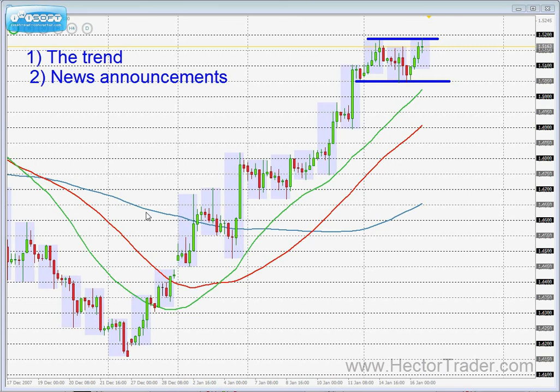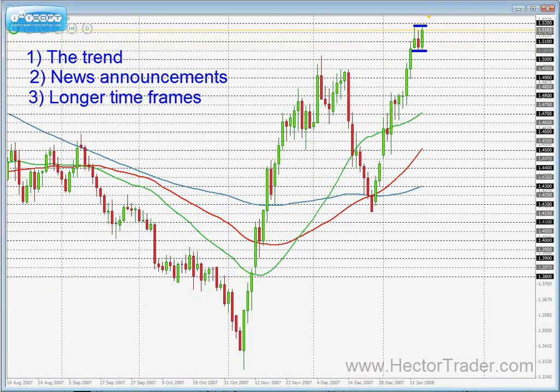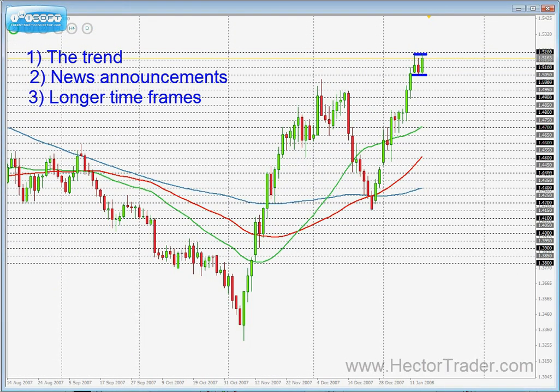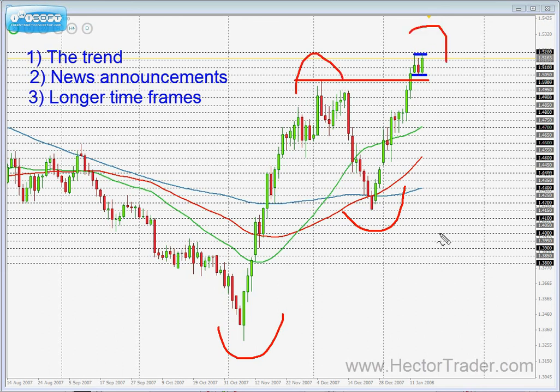Another element you always want to have a look at, as I explained before, is the longer time frames. What do they look like? In order to do that, I quickly have a look into my daily chart. Well, nothing really here. The previous low was broken. We're making higher lows, higher highs. So far, so good. We are in an uptrend.